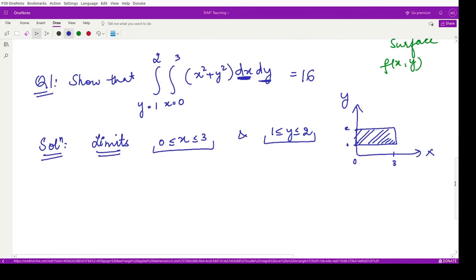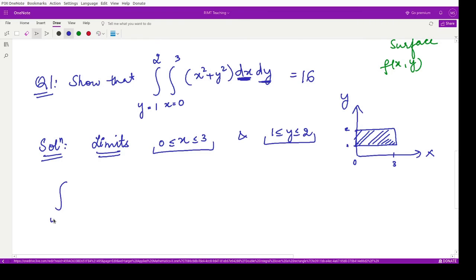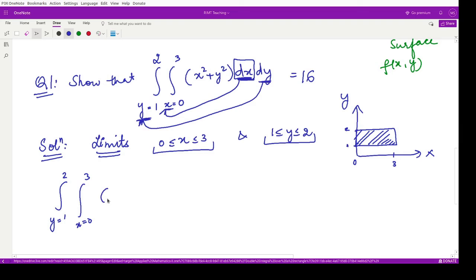How? Let's see. For calculating this integration, limits of y varying from 1 to 2, limits of x varying from 0 to 3. Even if this is not mentioned in the question, by looking at this quantity, firstly you have to perform this integration with respect to x, so obviously these limits would be of x and these limits would be of y. So by looking at these things, you can identify the value of this first limit and the value of this second limit. Okay, so it would be equal to dx dy.